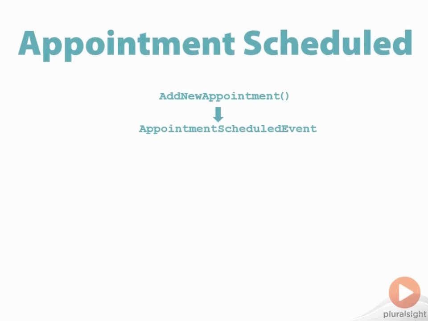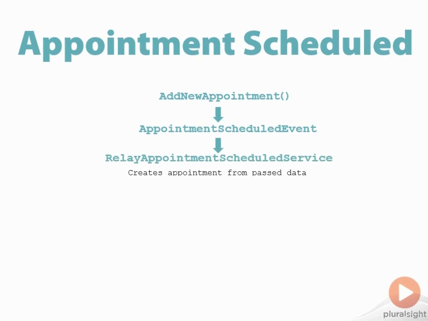Now we have a service that's wired up to handle that event. That's called the Relay Appointment Scheduled service. And what that does is it takes in data that comes along with the event, which is appointment data, and it creates its own understanding of an appointment object using that data.